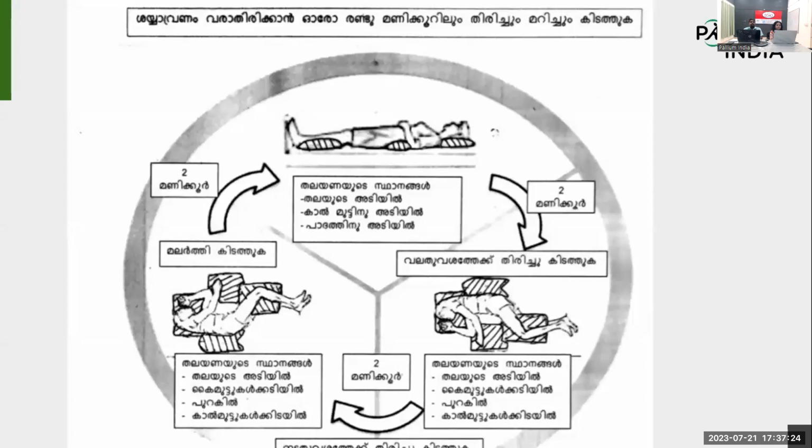This is an example of a leaflet. This is in the Malayalam language. Here we provide this type of leaflet. Here it shows the supine position, the lateral position, and which are the pressure prone areas. These pressure prone areas we need to avoid.